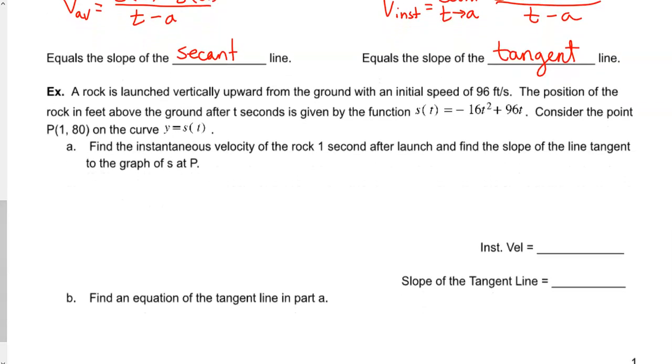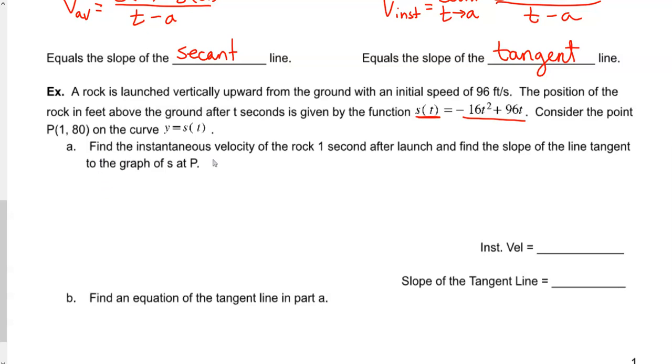So let's look at a projectile motion problem here. It says that a rock is launched vertically upward from the ground at an initial speed of 96 feet per second. The position of the rock in feet above the ground after t seconds is given by this function. So this is my position function at any time t. I can choose any time t, plug it in, and that would be how high the projectile is. Now, consider the point (1, 80). If I put 1 in there, I'm going to get 80, okay? That is a point on this curve.